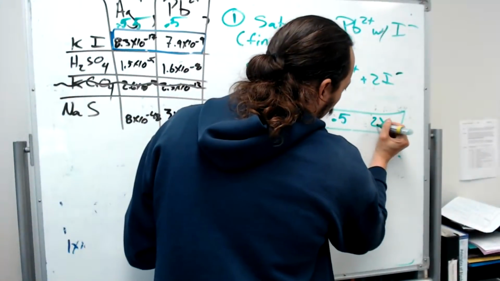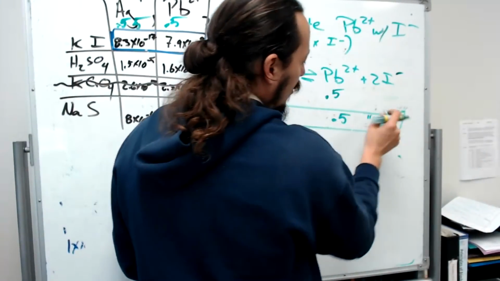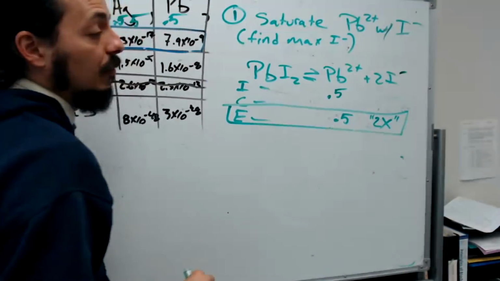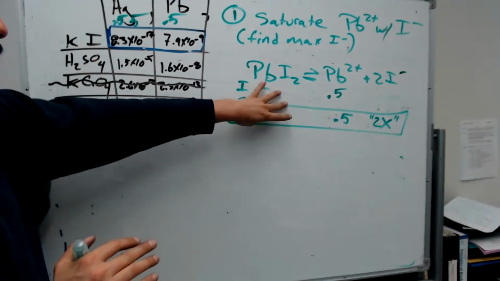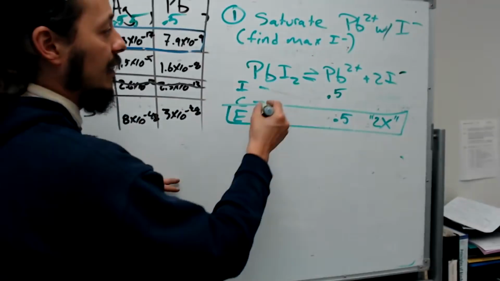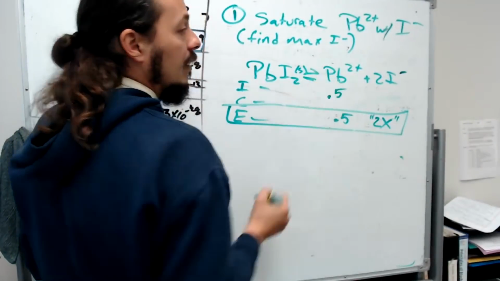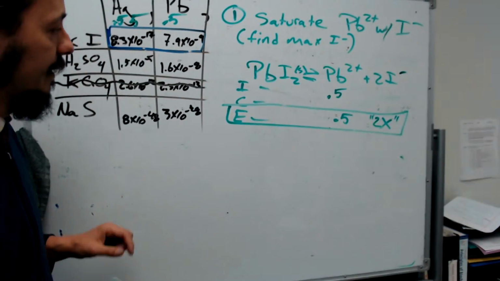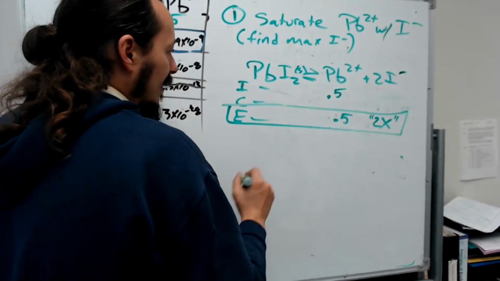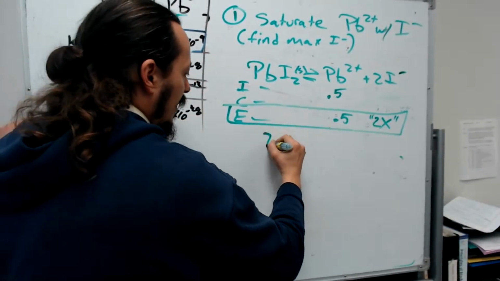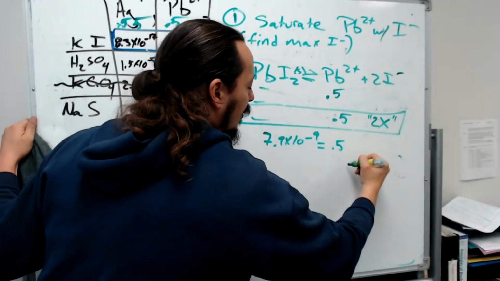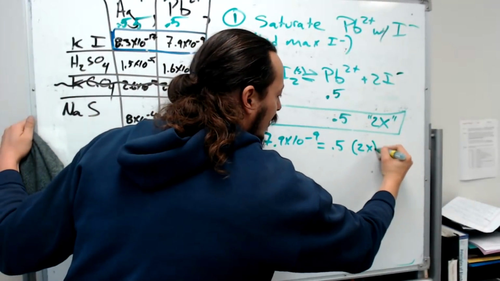Well, we could call it 2x since it's a 2-to-1 mole ratio, but I really just want the whole 2x. I don't care about the mole ratio because hopefully I'm not making any of this solid. Hopefully it's all aqueous. I don't want any solid. So we look at this and we say, I know the Ksp is 7.9 times 10 to the minus 9.